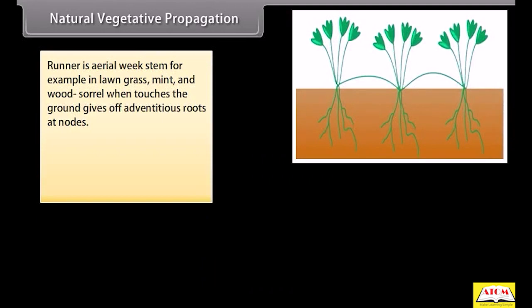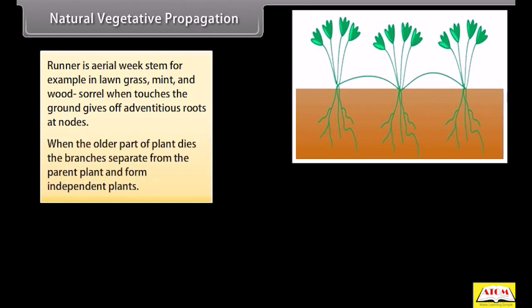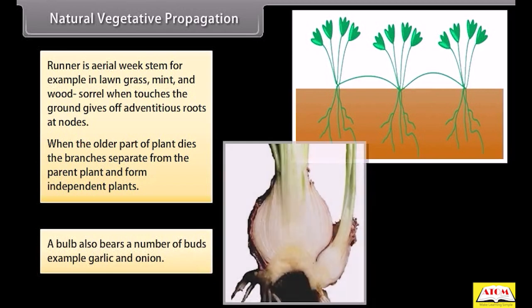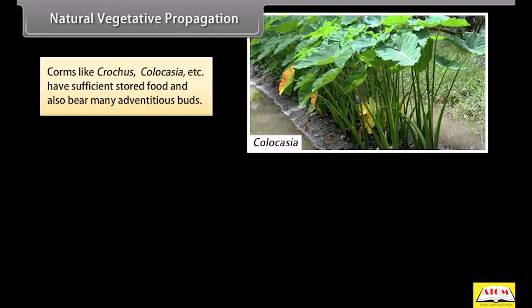Runner is an aerial weak stem, for example in lawn grass, mint and wood sorrel. When it touches the ground, it gives off adventitious roots at nodes. When the older part of the plant dies, the branches separate from the parent plant and form independent plants. A bulb also bears a number of buds, for example garlic and onion. Corms like crocus, colocasia, etc. have sufficient stored food and also bear many adventitious buds.